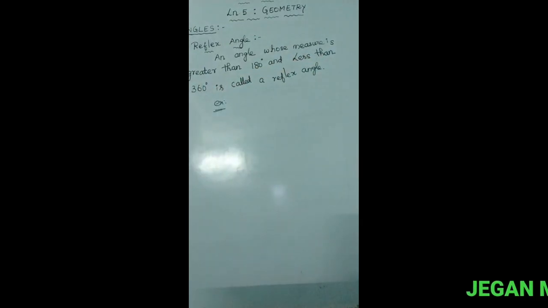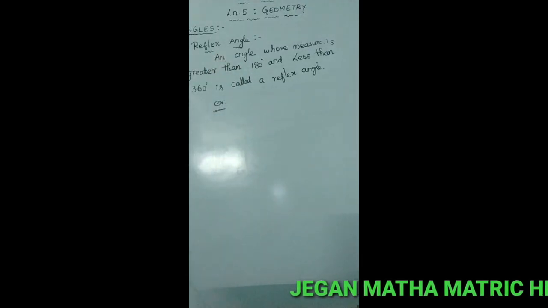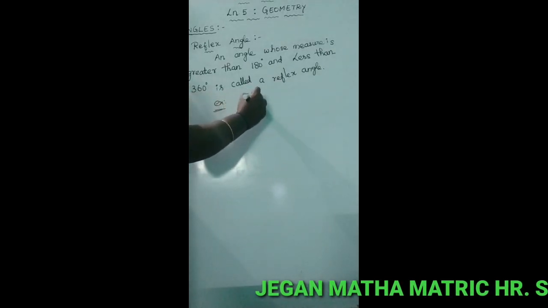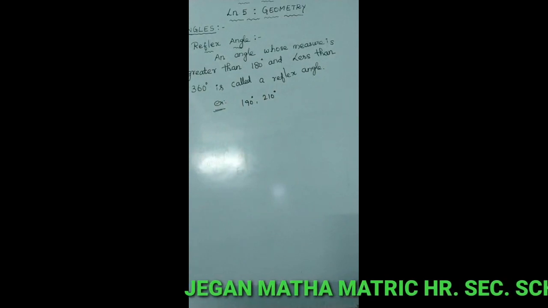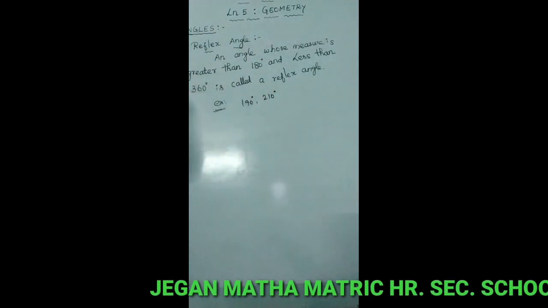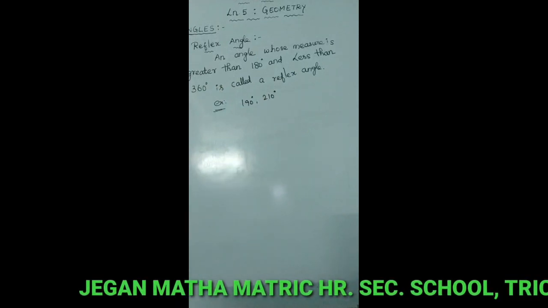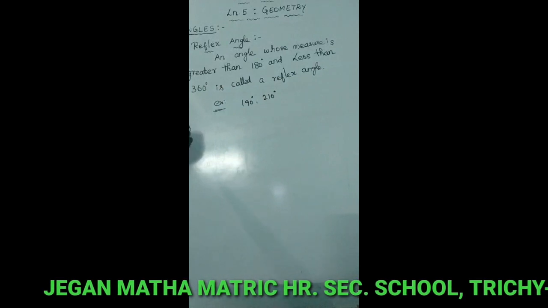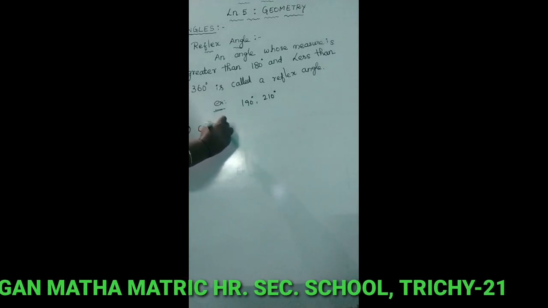So reflex angle means an angle whose measure is greater than 180 degrees and less than 360 degrees is called a reflex angle. One example for the reflex angle is 190 degrees, 210 degrees. This is greater than 180 and less than 360. So this type of angle is called the reflex angle. The sixth one is complementary angle.